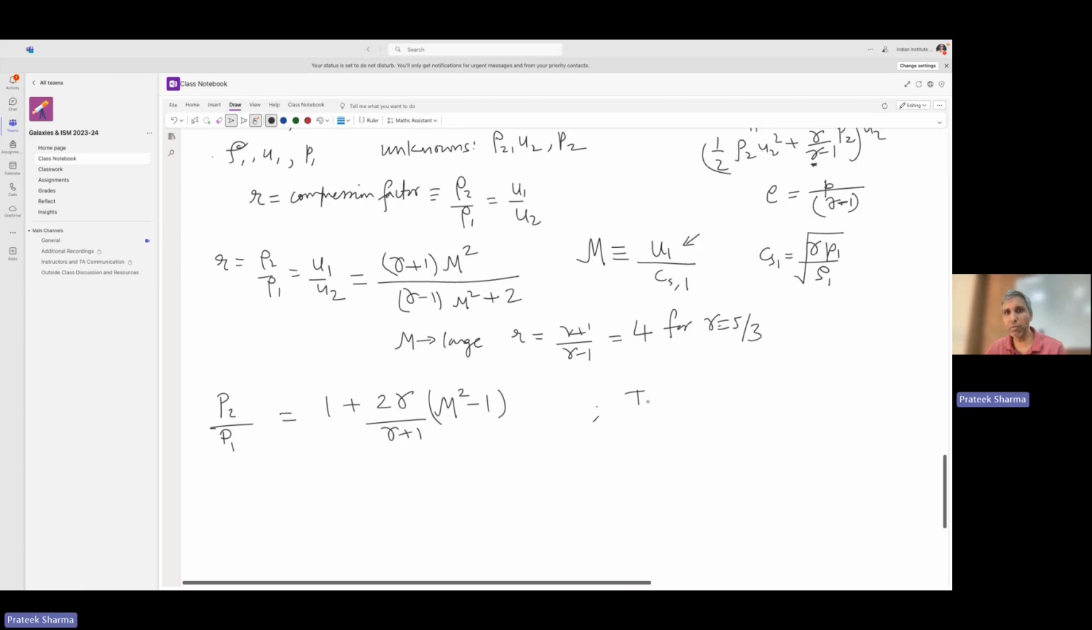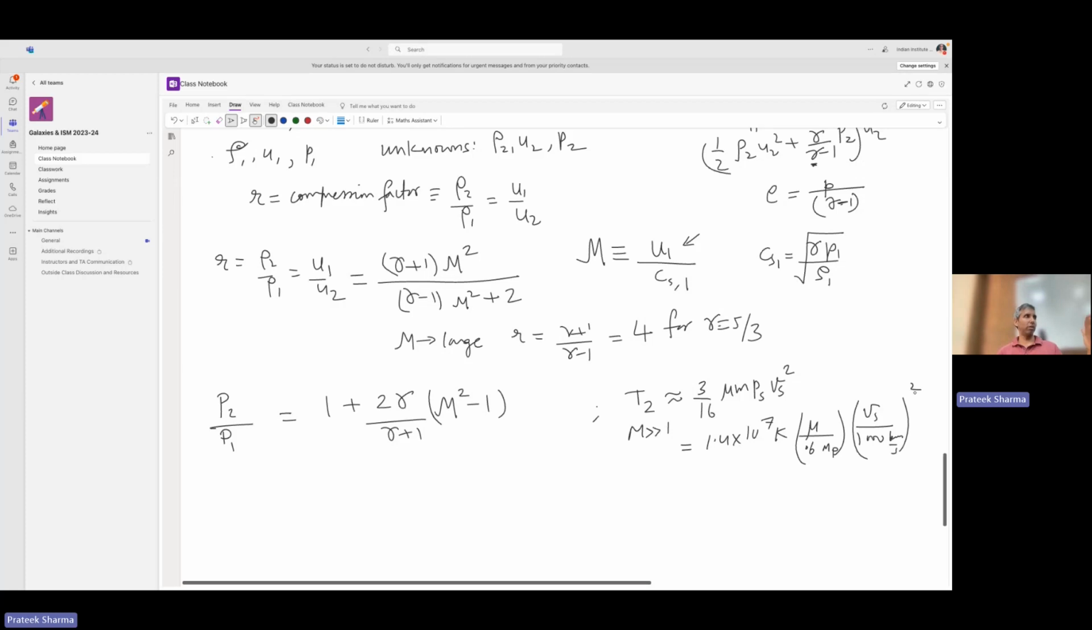And T2 in the high Mach number limit is 3 by 16 times mu m_p Vs squared. Vs is nothing but u1. If you are in the lab frame in which upstream material is at rest, Vs and u1 are equal to each other. And if we plug in the numbers, this is about 1.4 times 10 to the 7 Kelvin times mu by 0.6 proton mass times (Vs by 1,000 kilometer per second) squared.